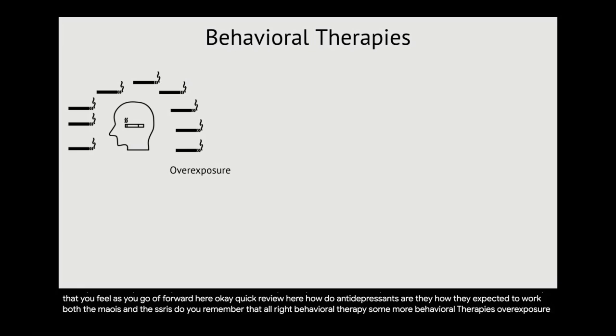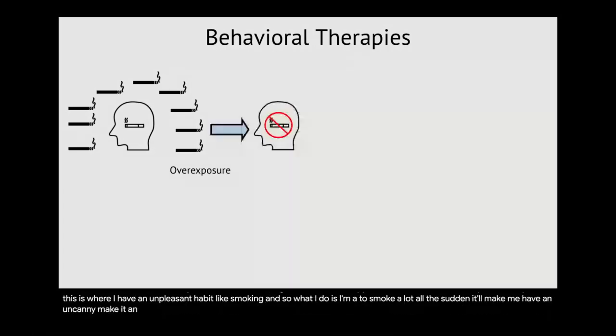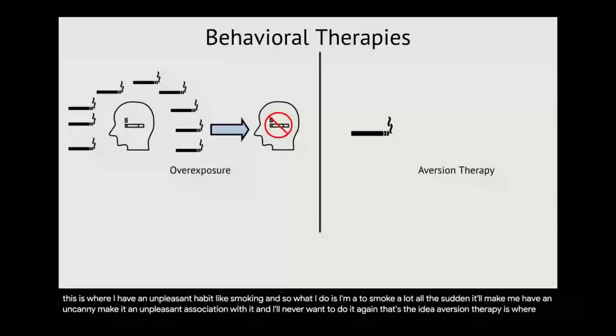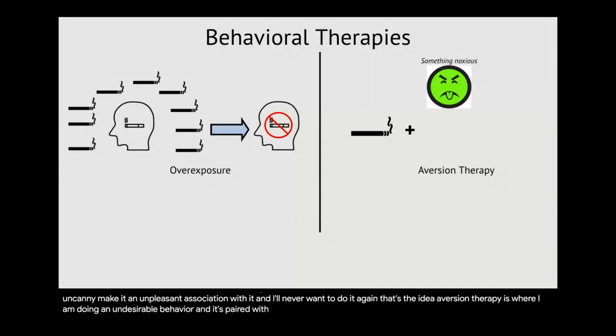Overexposure. This is where I have an unpleasant habit like smoking. And so what I do is I'm made to smoke a lot all of a sudden. And it'll make me feel an unpleasant association with it, and I'll never want to do it again. That's the idea. Aversion therapy is where I am doing an undesirable behavior and it's paired with something noxious, something unpleasant, something not happy.